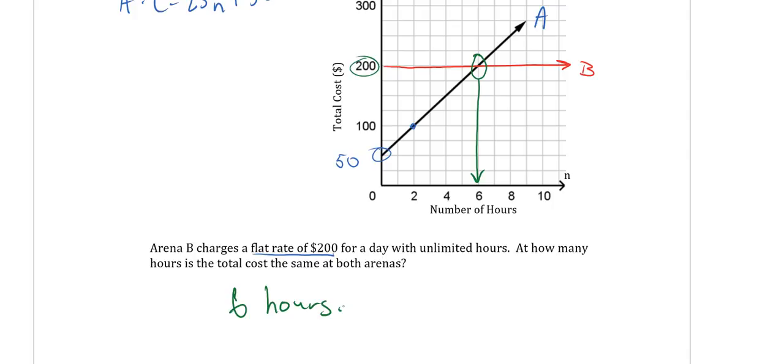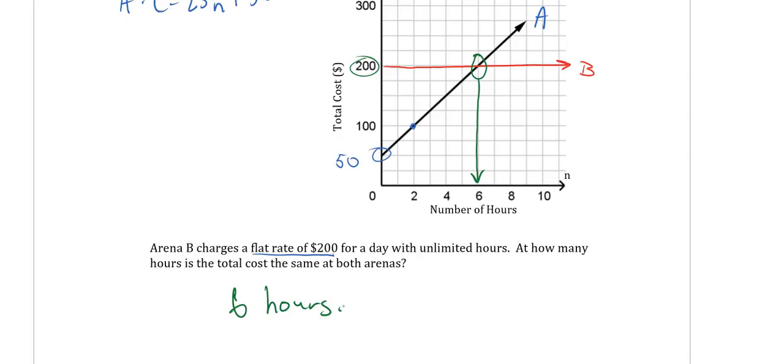For more than 6 hours, I would go with B because it's a flat rate. It always costs 200. If you're going to be there all day, go with the one that's a fixed rate. Usually that makes sense, right? In the long run, the fixed rate will cost you less.